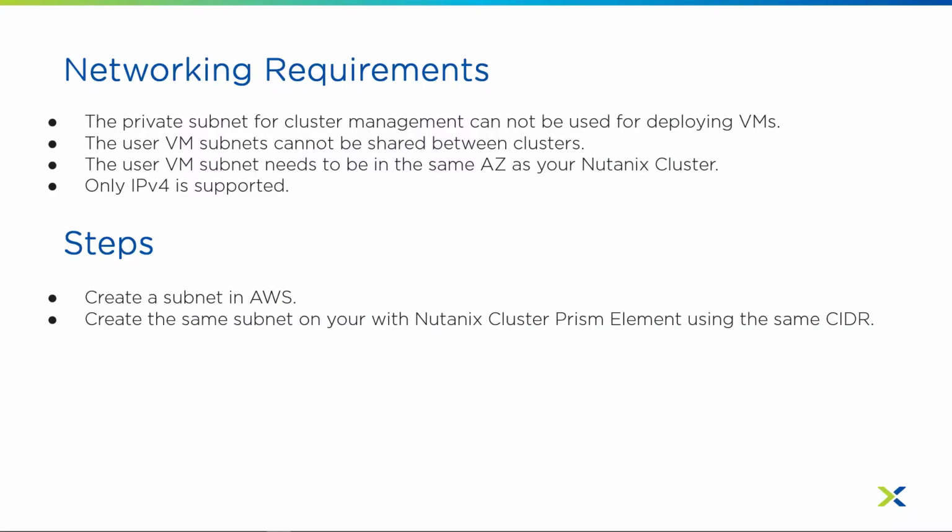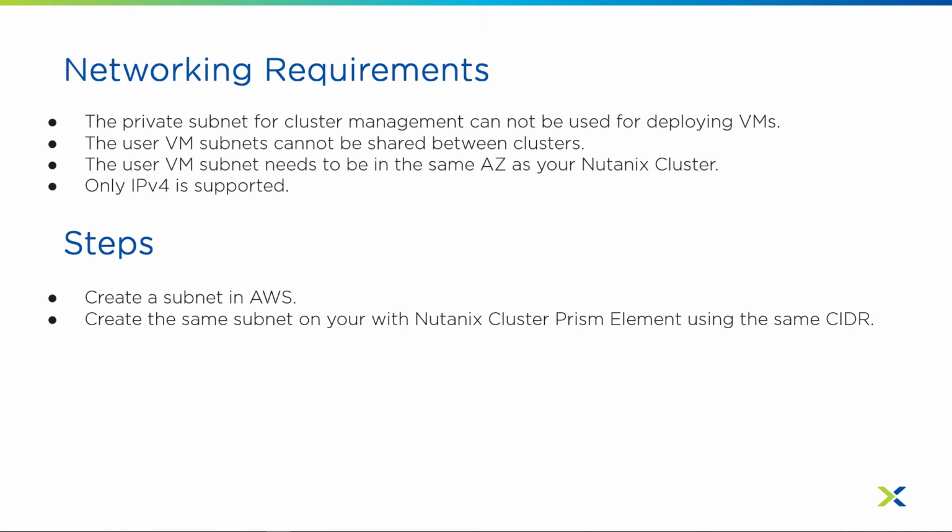Just a couple network requirements. We want to ensure that we're not using or deploying virtual machines to the private subnet in which our cluster is using in AWS. We want to also ensure that user VM subnets are not shared between different Nutanix clusters. Also, the user VM subnet needs to be in the same AZ as your Nutanix cluster. Overall, AHV IPAM is managing those IPs, and that's kind of the reason for these requirements. And we also want to point out that IP version 4 is only supported.